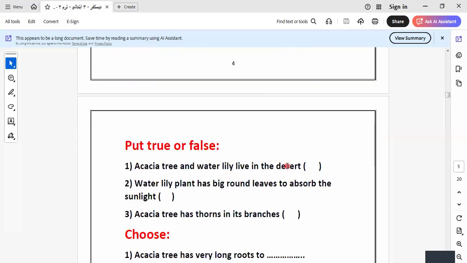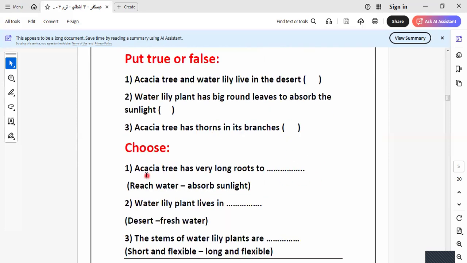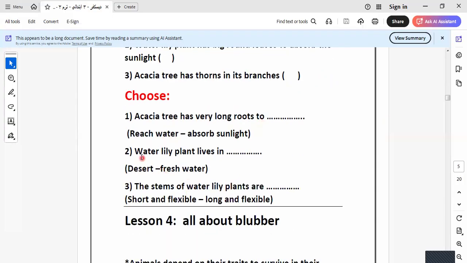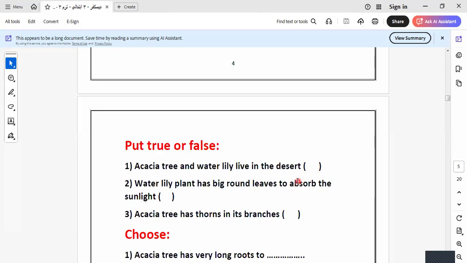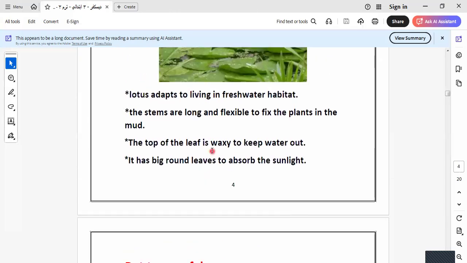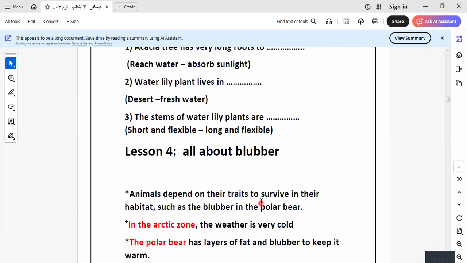Okay, so acacia tree has thorns in its branches. Yes. Acacia tree has very long roots. Why? To reach water. Water lily plants live in fresh water. The stem of water lily plants is short and flexible or long and flexible? As we know, it will be long and flexible. So the answer here will be long and flexible.